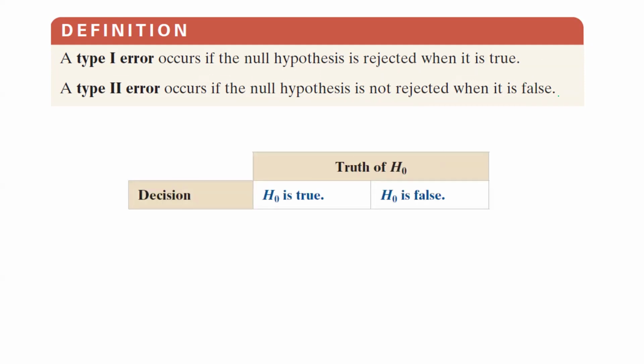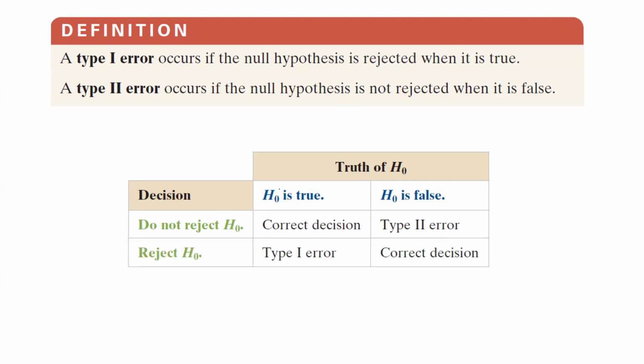We're going to list these in a nice table. The decision on the left-hand side and the truth of the null hypothesis on the right-hand side. We have two options for the null hypothesis. It's either true or it is false based off of the information that we have. If you don't reject the null hypothesis and the null hypothesis is true, it means that you had a correct decision. But if the null hypothesis is false and you don't reject the null hypothesis, it means that you have a type 2 error.